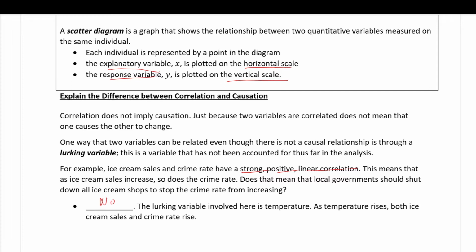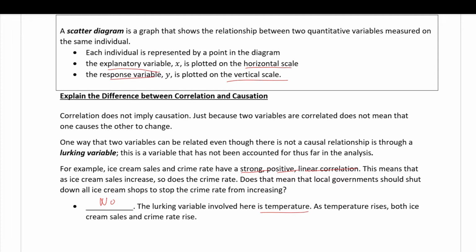And what's happening here? Well, there's some other variable that they're both related to that we just haven't accounted for, or we haven't even talked about. And in this case, some of you might have guessed it, but the lurking variable involved is temperature. As the temperature rises, both ice cream sales and crime rate rise.